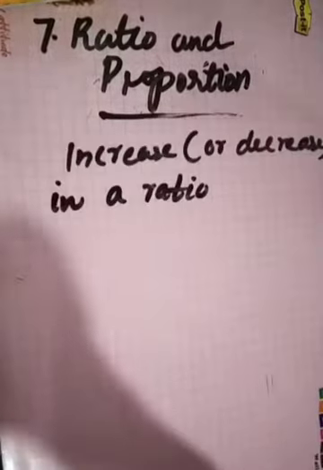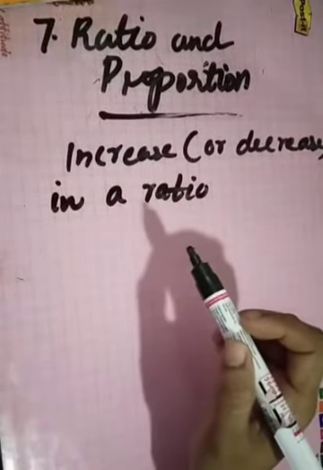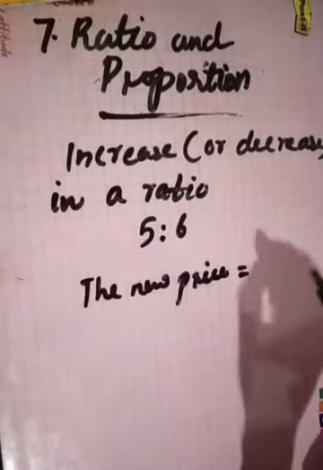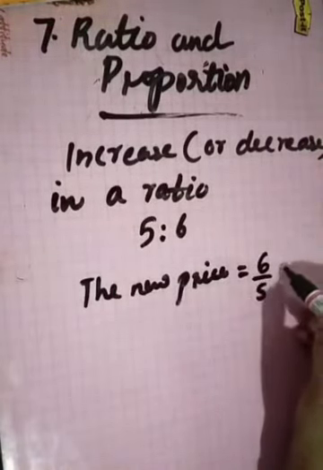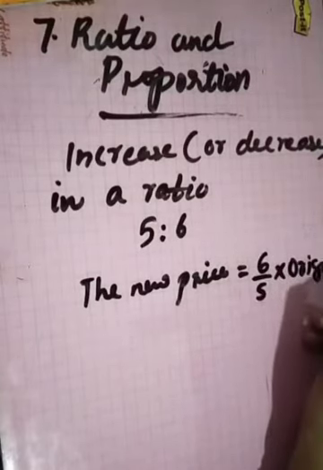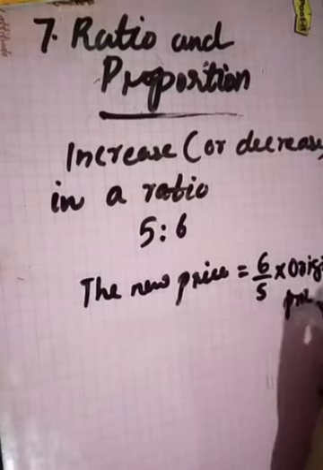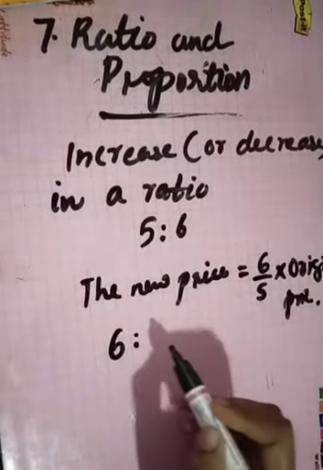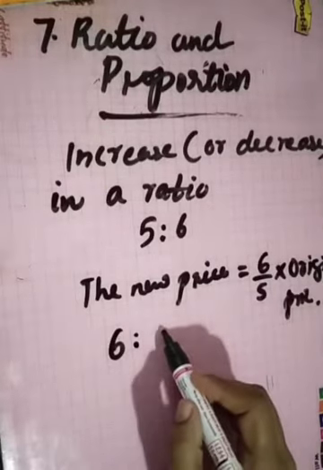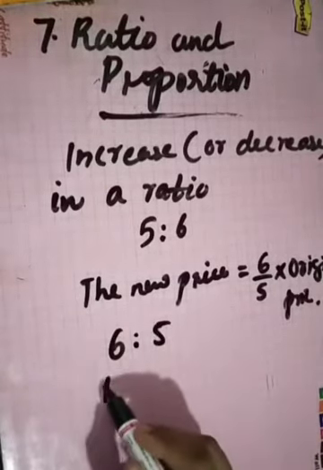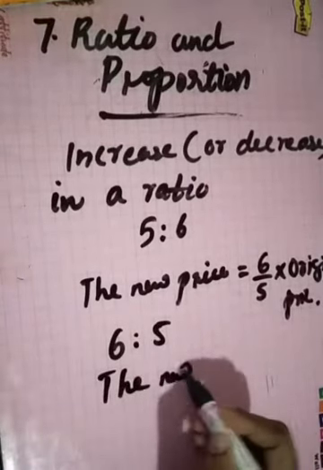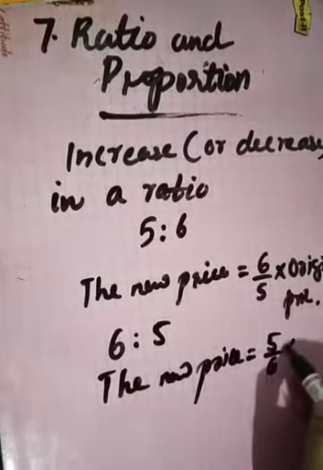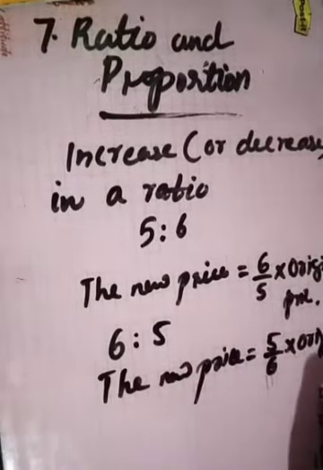Okay. Next is increase or decrease in a ratio. Let the price of an article be increased in the ratio 5 is to 6. The new price is 6 by 5 times the original price. Or suppose the price of an article decreases in the ratio 6 is to 5. How can we find the new decreased price? The new decreased price will be 5 by 6 into the original price.